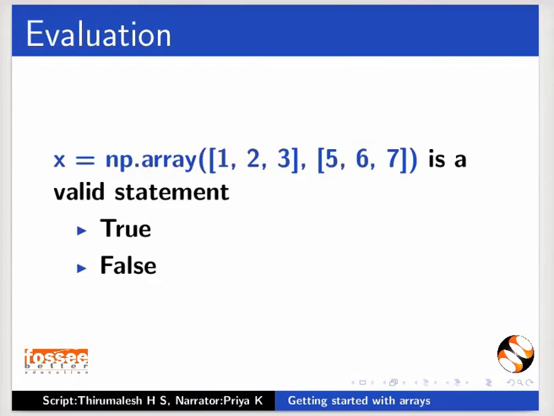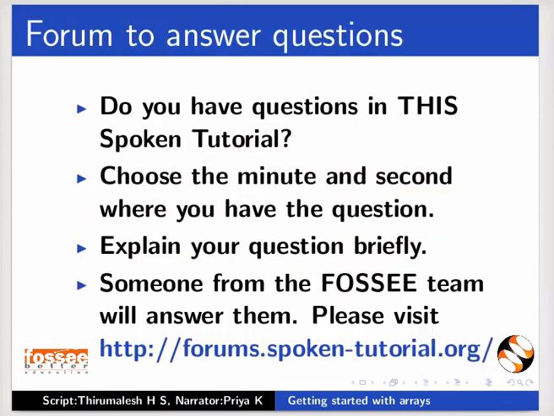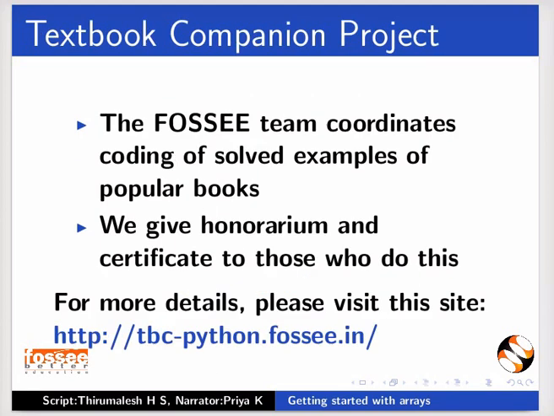Here is a self-assessment question for you to solve. x = np.array([1, 2, 3], (5, 6, 7)) is a valid statement? True? False? And the answer is false. The correct way is to assign the elements as a list of lists and then convert it to an array. That is, x = np.array([[1, 2, 3], [5, 6, 7]]).